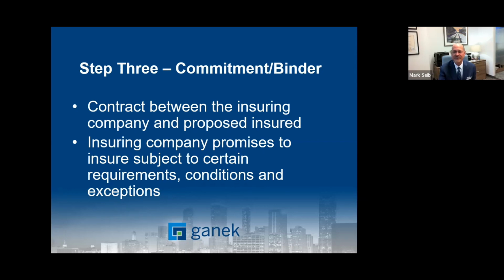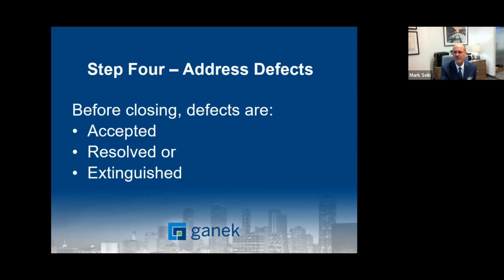The insuring company, in this case Ganek, would be the issuer of the policy, but we're issuing on behalf of, in most of my seminar today, we were referencing Chicago Title. So it would be Chicago Title promising to insure subject to certain requirements, conditions, and exceptions. Many of the requirements, again, get eliminated.